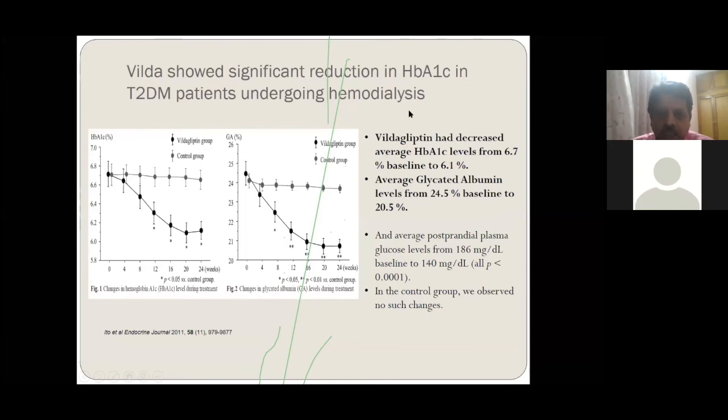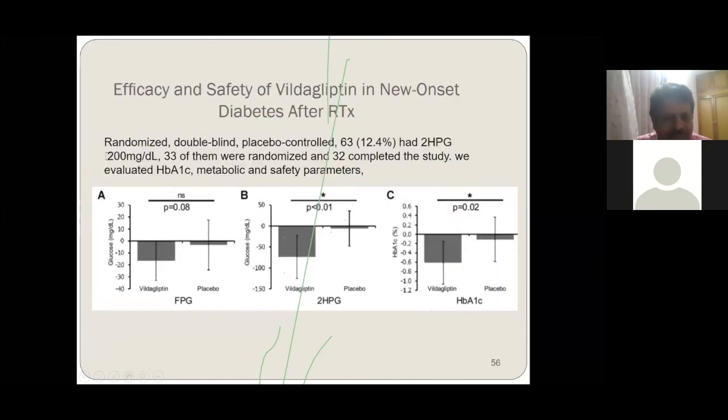Even in hemodialysis patients, it may be useful, and it significantly reduces the HbA1c as compared to the controls, and vildagliptin reduces it significantly even at 24 weeks. So vildagliptin or any gliptin can be used, like linagliptin also can be used, reducing the HbA1c, and glycated albumin also reduces, with less hypoglycemia. Even in new onset post-transplant diabetes, it significantly reduces the glucose, the postprandial sugar, and the HbA1c safely, and it can be used.